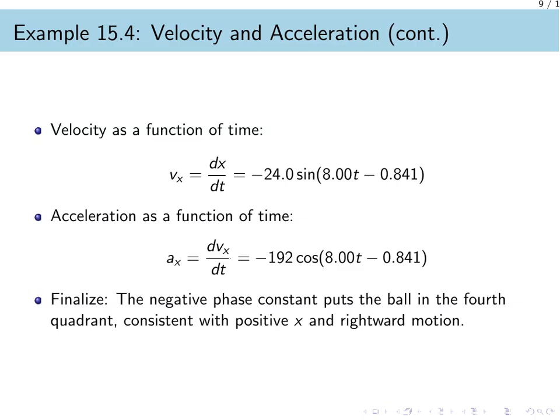same angular quantity. To finalize our analysis, we note that the negative phase constant places the ball in the fourth quadrant at the start. This is physically consistent with the shadow being at a positive x position while moving toward the right, confirming our mathematical model matches the physical reality.